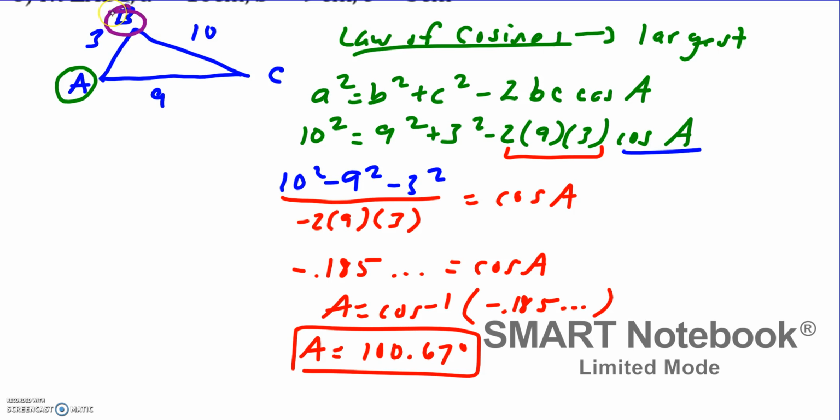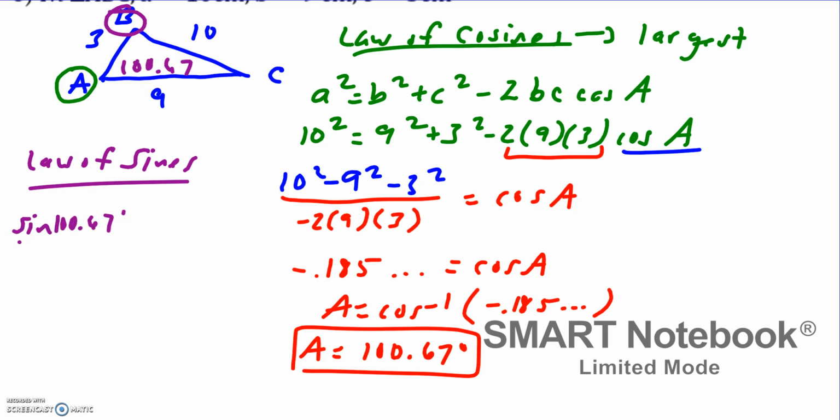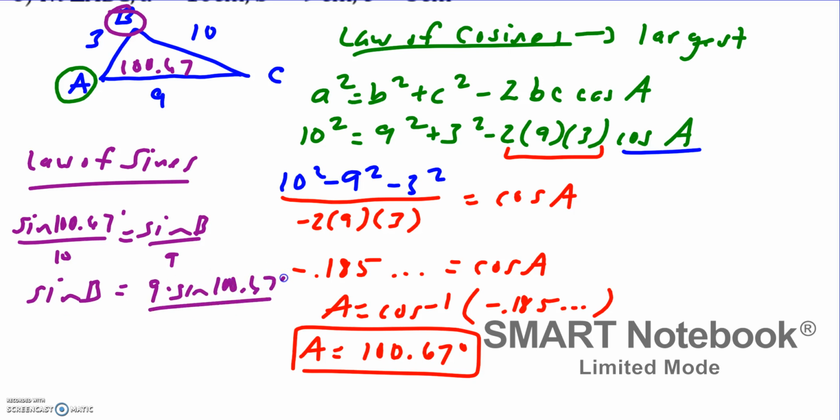Next thing I want to find, let's find angle B. We could use the law of cosines again, or we could switch to the law of sines, because I now know that angle A is 100.67, so I can compare the angle to the side across from it. So I could say sine of 100.67 degrees over 10 equals the sine of B over 9. And if I cross multiply, I would get sine of B is 9 times the sine of 100.67 degrees, and I would divide that by 10. If I did this completely in my calculator, you would get a decimal here. Then you would take the inverse of both sides, and if you do that, you would get 62.18 degrees.